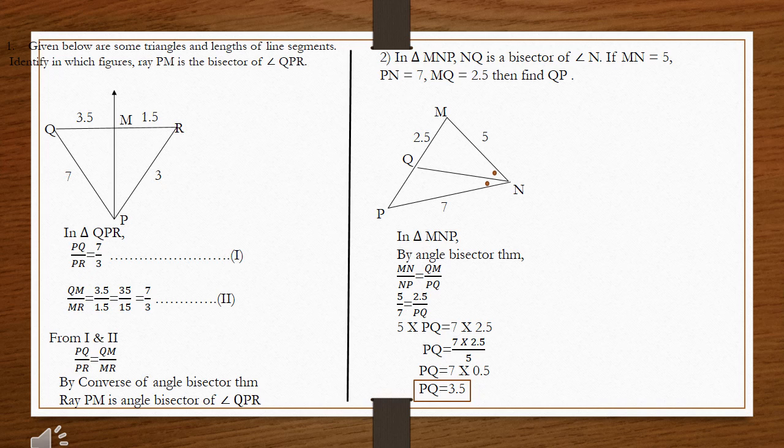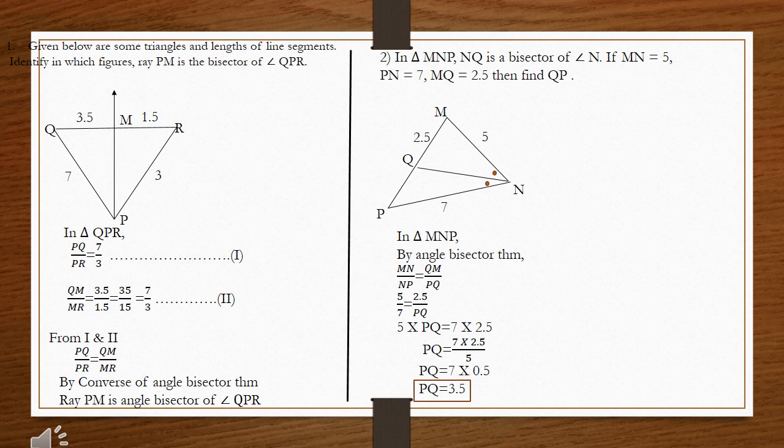Now observe equations first and second. The right sides of these two equations are the same, so we can say that the left sides are also the same. So we can write PQ upon PR equal to QM upon MR. So by the converse of the angle bisector theorem, ray PM is the angle bisector of angle QPR. Okay, now take another example. In triangle MNP, NQ is a bisector of angle N. If MN equal to 5, PN equal to 7, MQ equal to 2.5, then find QP.